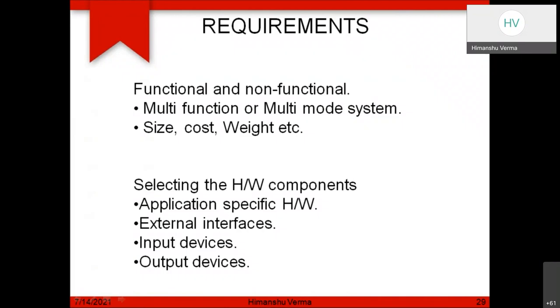Now, for the non-functional requirements, we have the size of the device, the cost, and also the weight of the device, and all these sometimes play a very crucial role, right? So why size? Because sometimes the system must be small enough to be placed inside a larger system and like that. So we require the size as well.